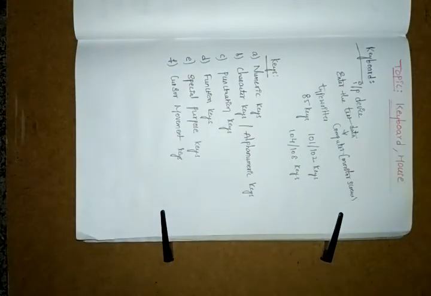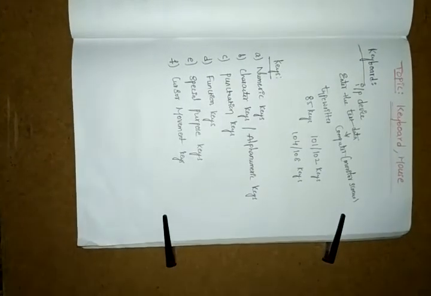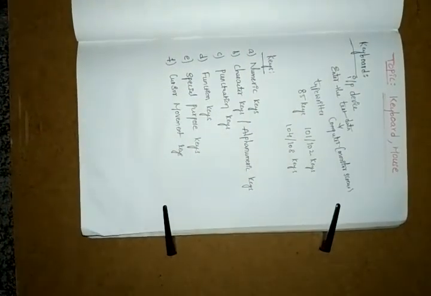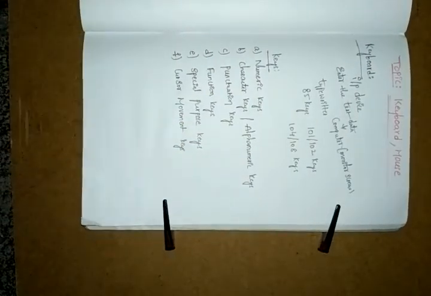Next we have the character keys. How do we use these character keys? We can call the character keys also alphabetic keys or alphanumeric keys, right? See here, what we have: alphanumeric keys, from A to Z. See this. This keyboard we call the QWERTY keyboard.